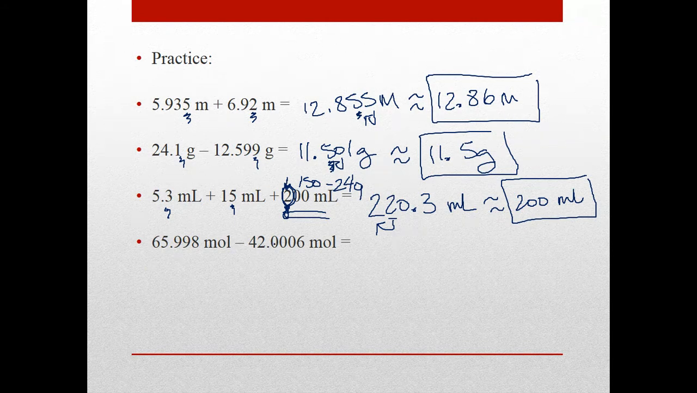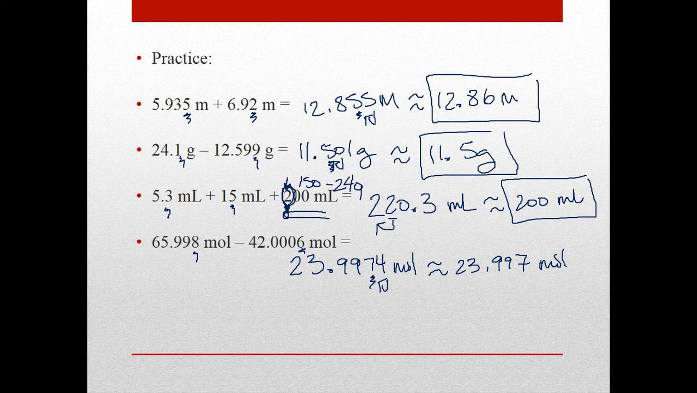And one more example. This one, not quite so mind-blowing. So 65.998 moles minus 42.0006 moles, and that gives us a difference of 23.9974 moles. We have a thousandths place and a 10,000ths place, so we're going to keep a thousandths place in our final answer. That 4 leaves that 7 at a 7. So our final answer is going to be 23.997 moles.